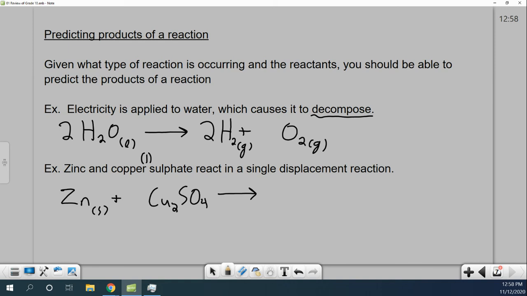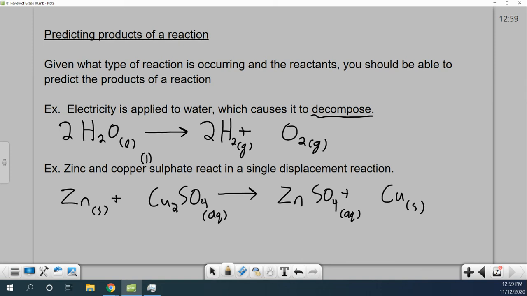Single displacement means the positive ones switch spots. I know zinc is a metal, which means it's almost always going to be positive, so I'm going to end up with zinc sulfate plus copper metal. And if these are reacting, copper sulfate I know is soluble. We'll talk about solutions and how to know things are soluble later. Sulfates usually are, but we'll talk about that in another unit. Maybe actually in grade 12 we talk about solubility. Yeah, we'll see.